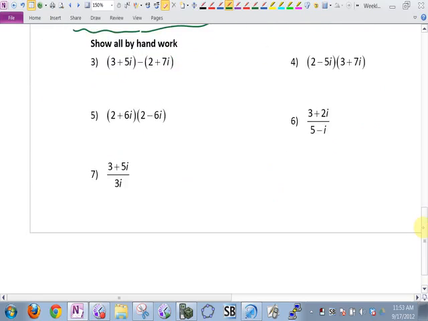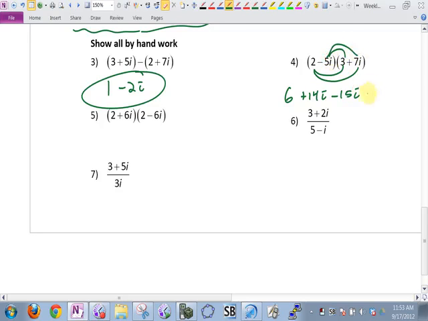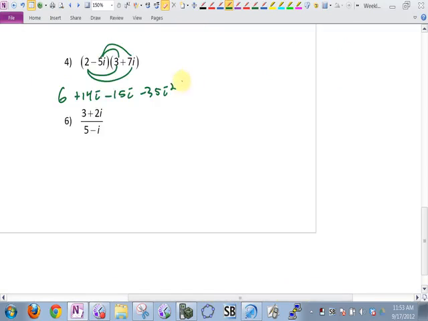Then, I thought it was positive 5. Now the imaginary problem is really easy. A subtraction. 3 minus 2 is 1. 5 minus 7 is negative 2. So 1 minus 2i. Foiling here, 2 times 3 is 6. 2 times 7i is plus 14i. Minus 15i. And minus 35i squared. So if we simplify that down, that becomes 6 plus 35 minus 1i. And that simplifies down to 41 minus i.